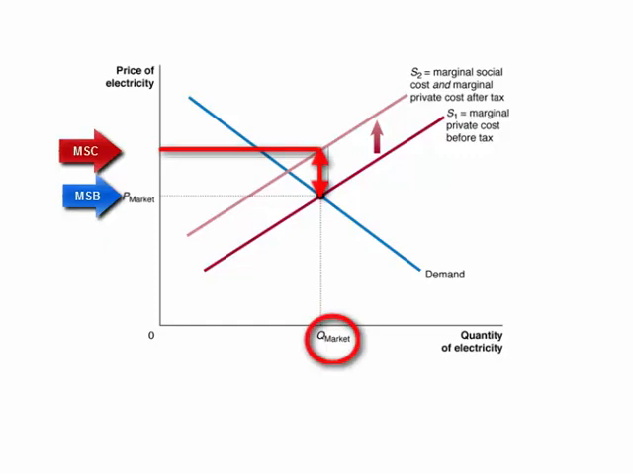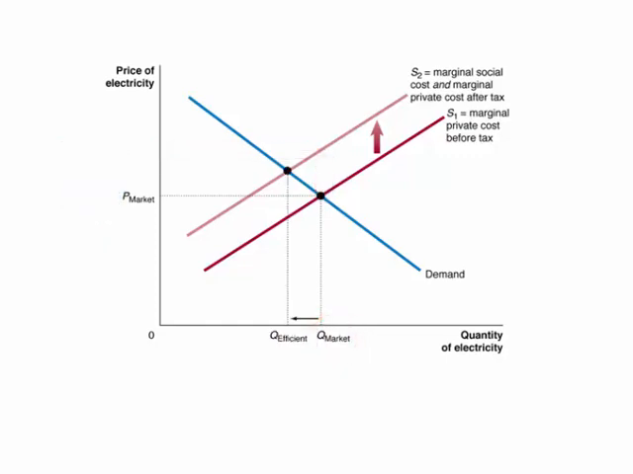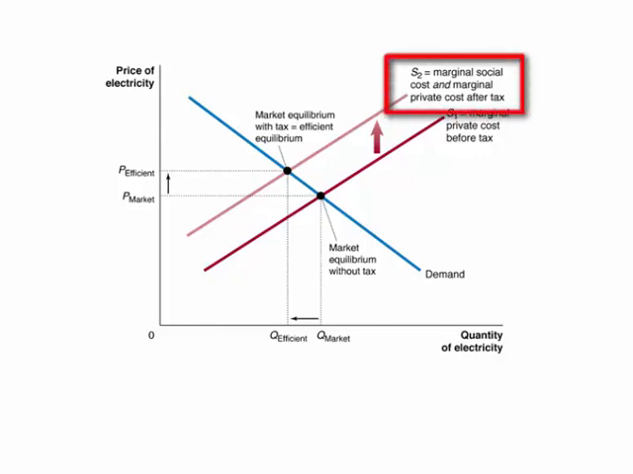This will then in turn lead to a reduction in the quantity. So we move from our market quantity to our efficient quantity. Furthermore, the price level will rise. We started at our original market price and now we increase the price to our efficient price. Again, this is simply due to the decrease in supply due to the imposition of a tax to correct for the negative externality. But now that we've corrected for this negative externality, we have our efficient outcome. It's our market equilibrium plus the tax.